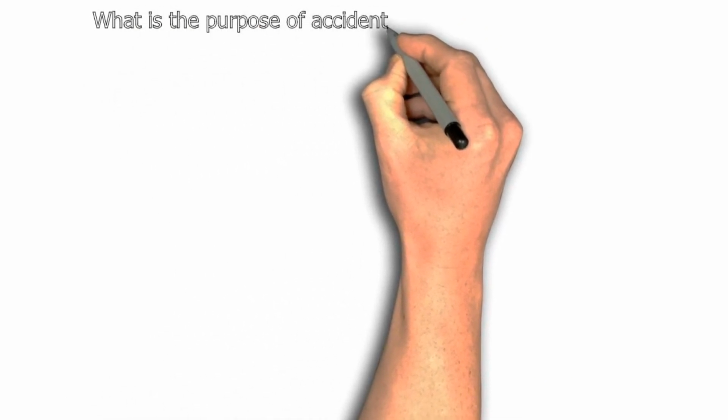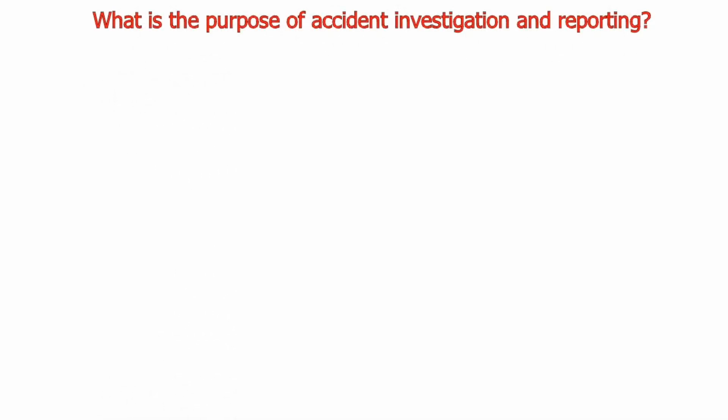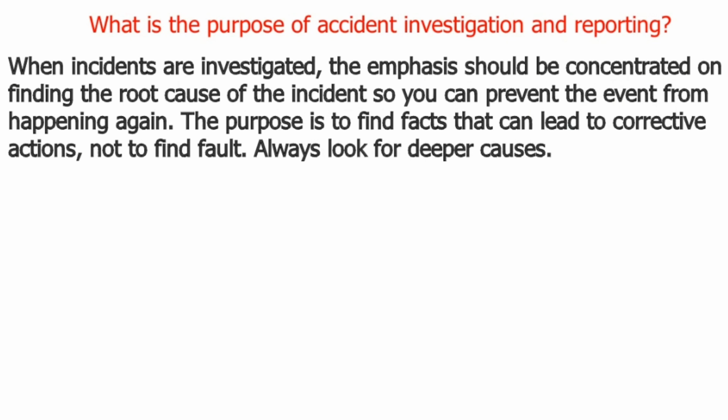What is the purpose of accident investigation and reporting? When incidents are investigated, the emphasis should be concentrated on finding the root cause of the incident so you can prevent the event from happening again. The purpose is to find facts that can lead to corrective actions, not to find fault. Always look for deeper causes.